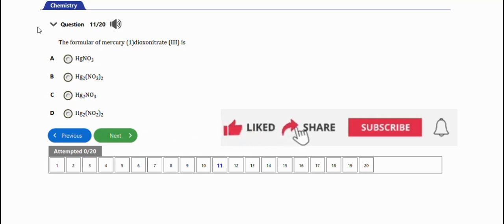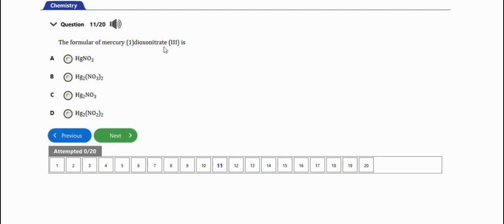It says the formula of mercury 1 diazonitrate 3 is, so it will be option D, guys, this one. So this is the right answer to the question, option D.